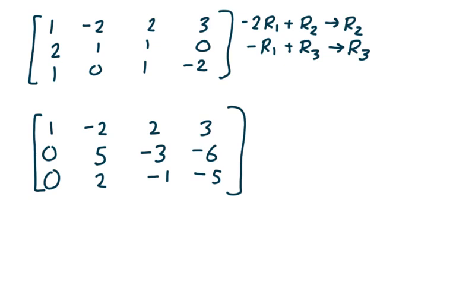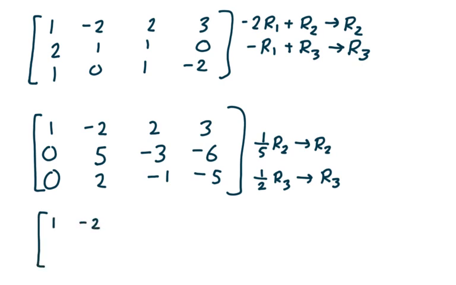Now, what I would do, and we're not going to avoid fractions, unfortunately, is I'm going to take 1/5 row 2, put the result back into row 2, and then I'm going to take 1/2 row 3, put the result back into row 3. When I do that, I get 1, negative 2, 2, 3, 0, 1, negative 3/5, negative 6/5. Here, and we'll do this on the next page, make it easier.